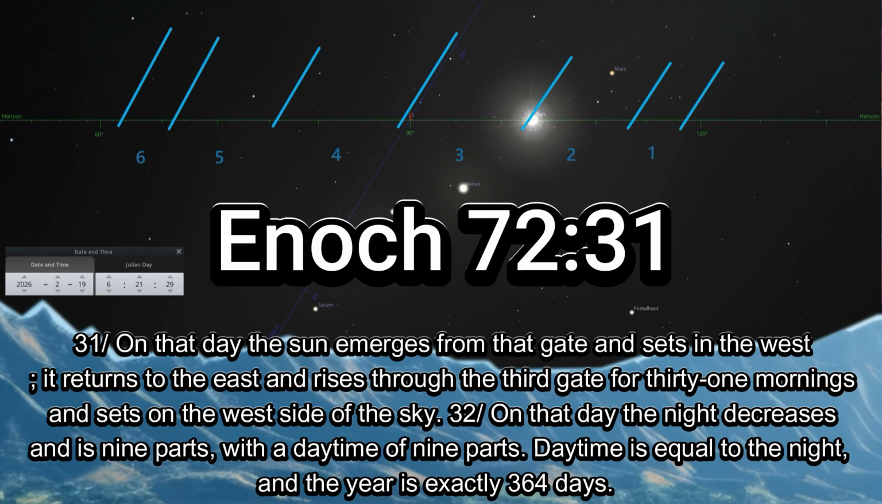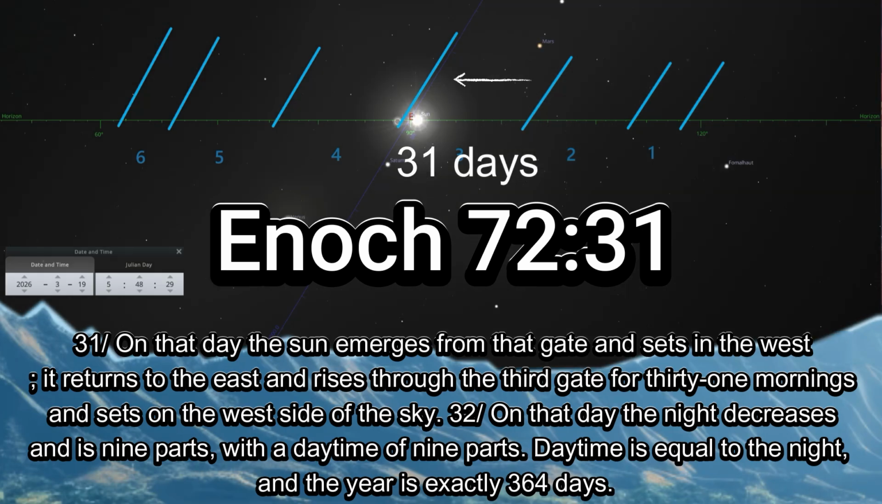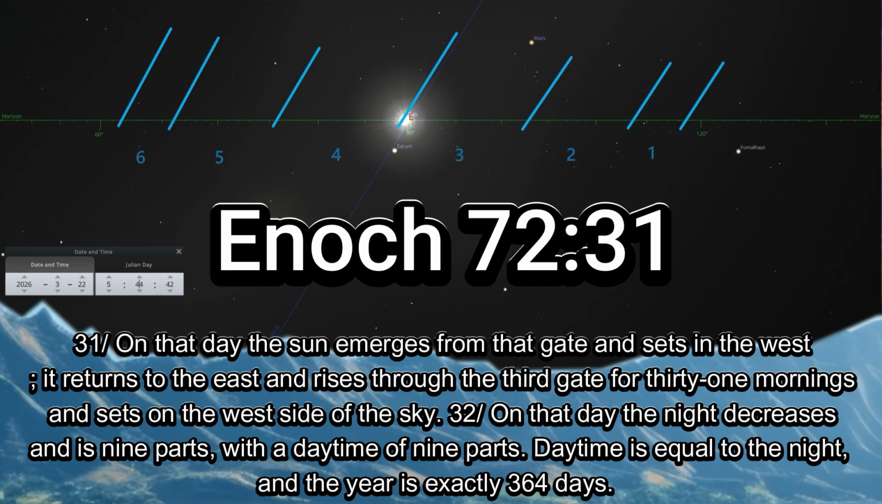Enoch 72:31. On that day, the sun emerges from that gate and sets in the west. It returns on the east and rises through the 3rd gate for 31 mornings and sets on the west side of the sky. On that day, the night decreases and is 9 parts with a daytime of 9 parts. Daytime is equal to the night, and the year is exactly 364 days.